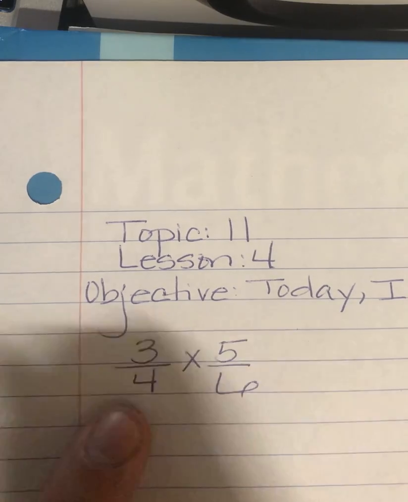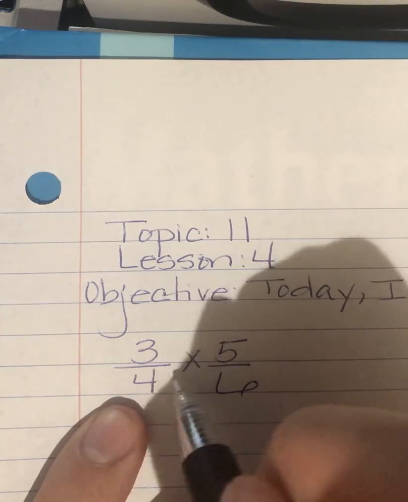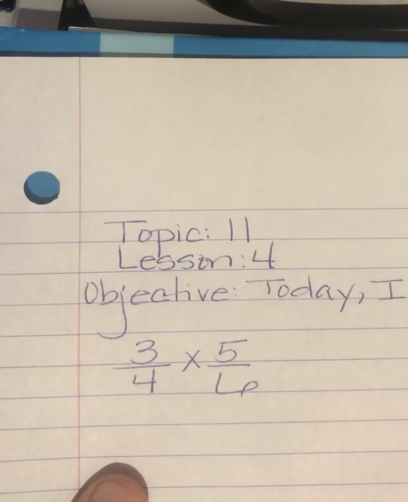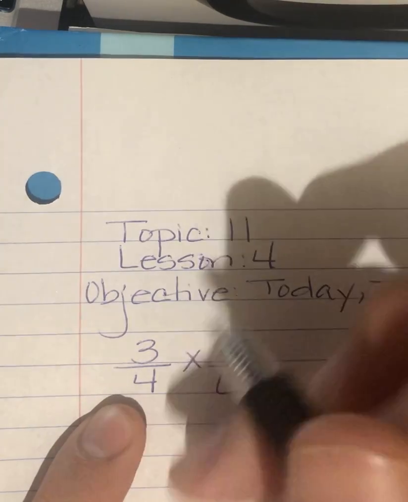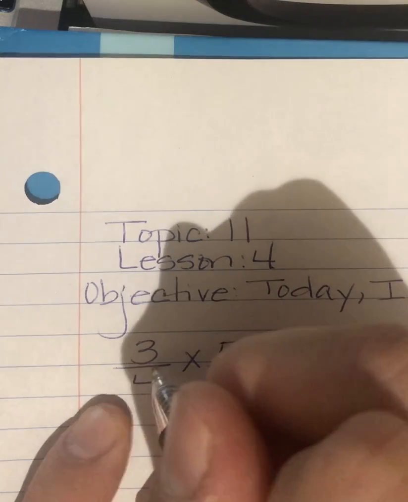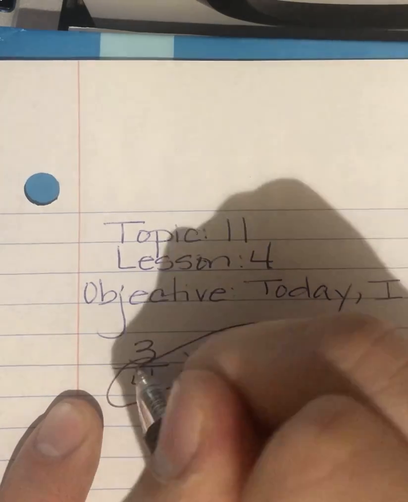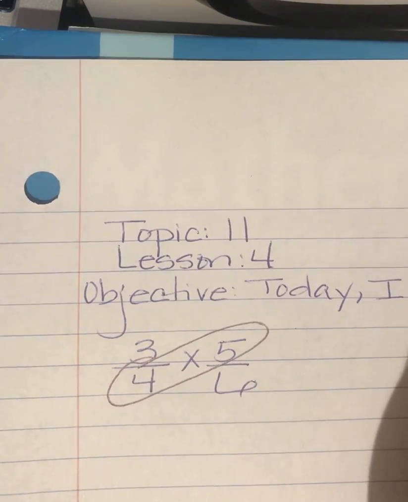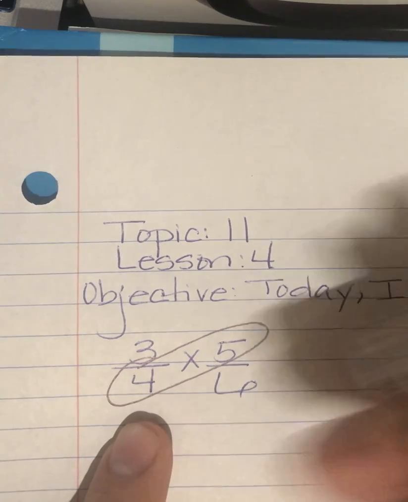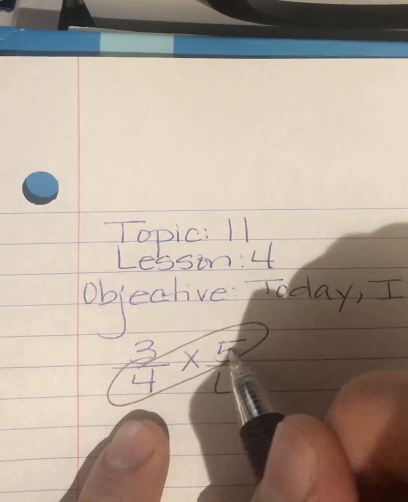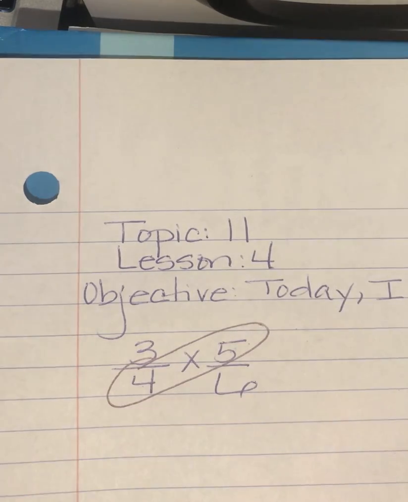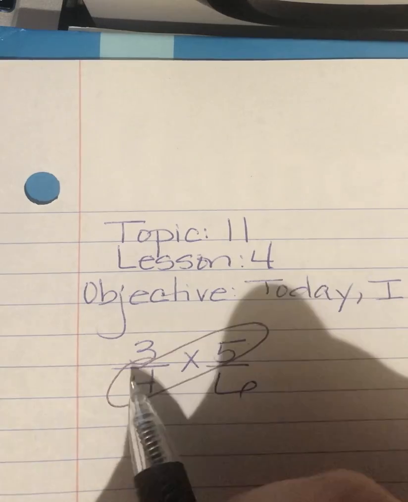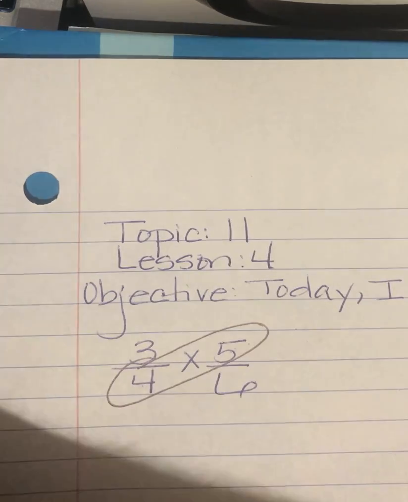Well, basically what you do is you look at the numbers across from each other. So here, the 4 and the 5, the numerator and the denominator from the opposite sides, we will look at first. Do they have a factor in common? They don't. So I leave it alone. I don't divide anything for this pair of numbers.